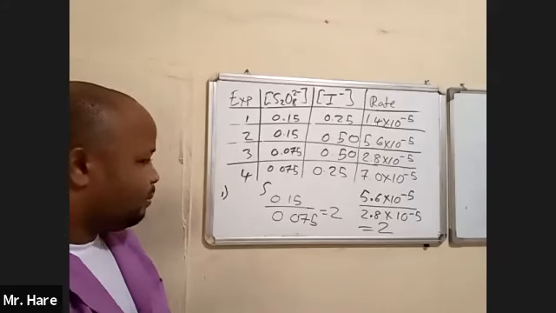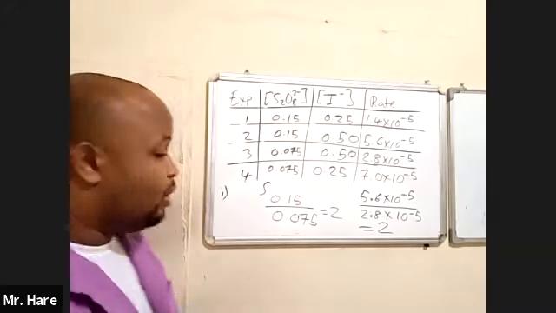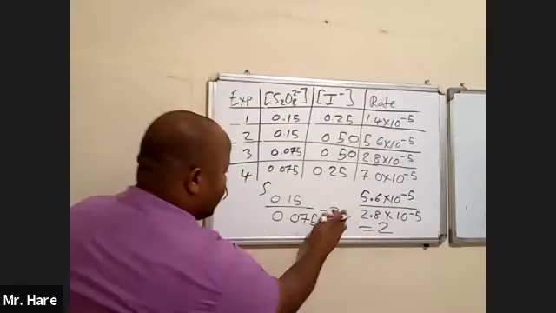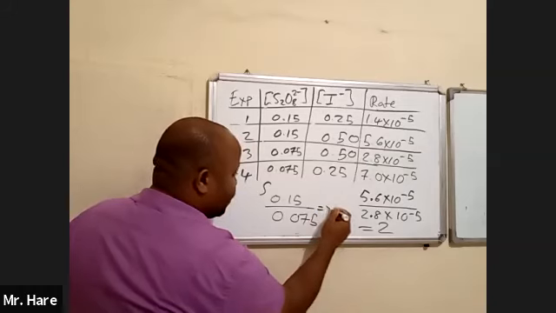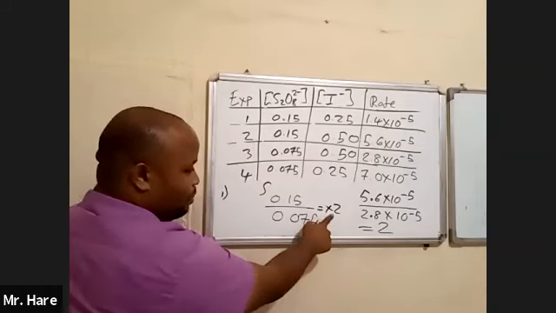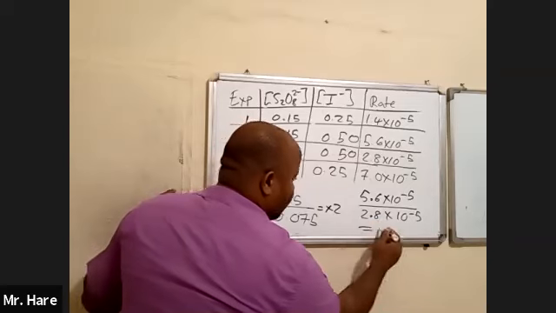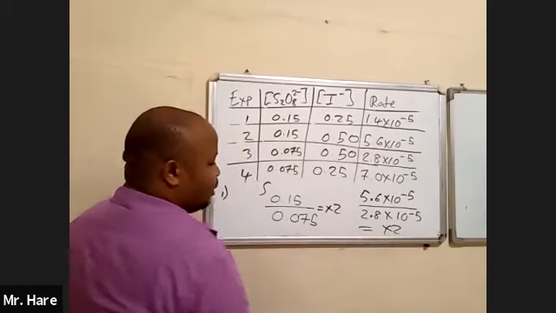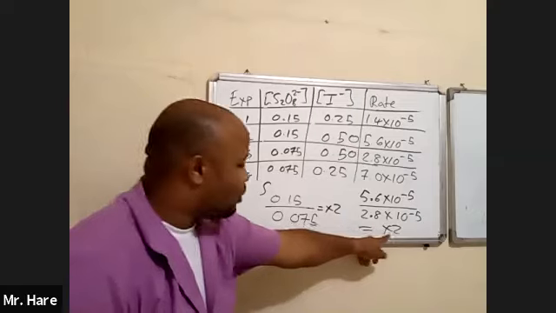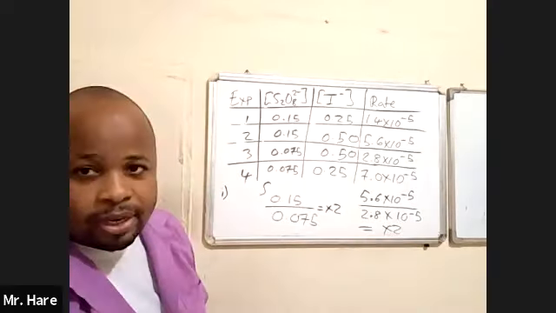Sir, we're not supposed to divide both twos? Where you have the 0.15 divided by 0.075, I get 2, and you divide the rate, I get 2. Are we supposed to divide both of them to get 1? No. What we're doing, we're showing that the concentration changed by a factor of 2, and the rate also changed by a factor of 2. So we are showing that both of them change in the same way.